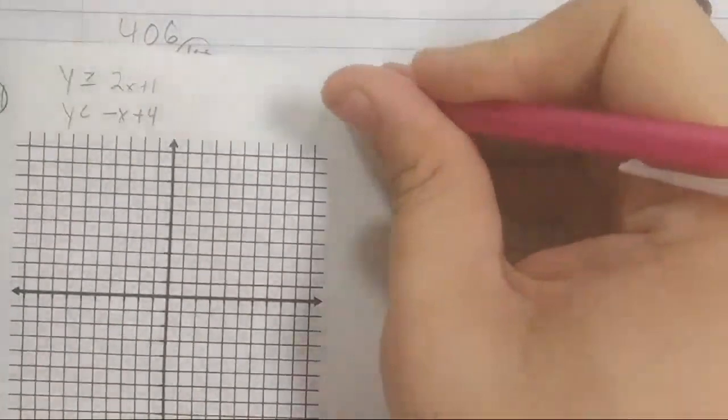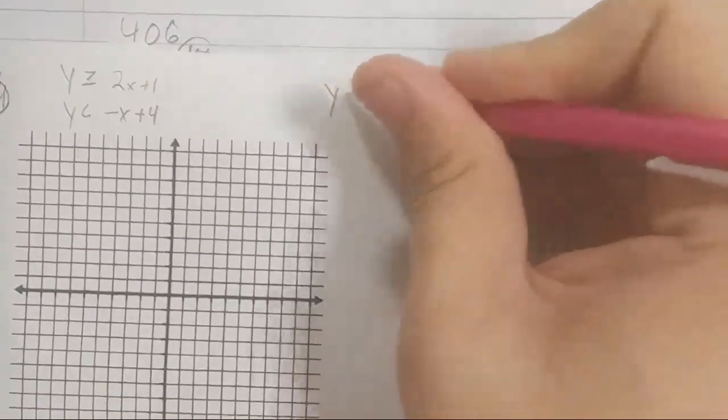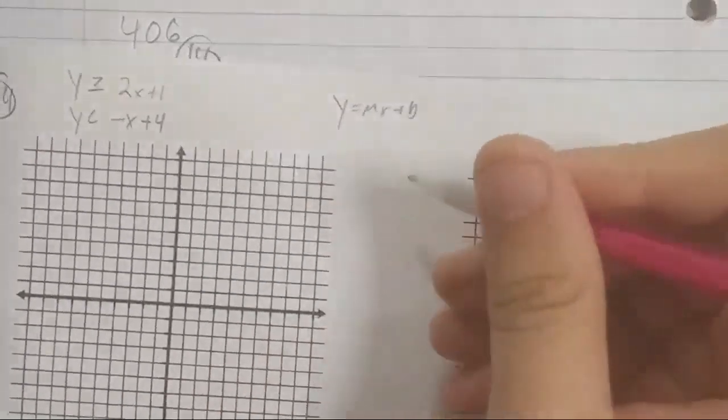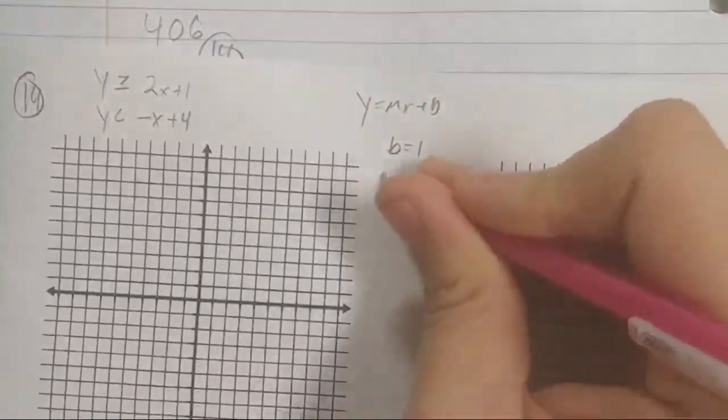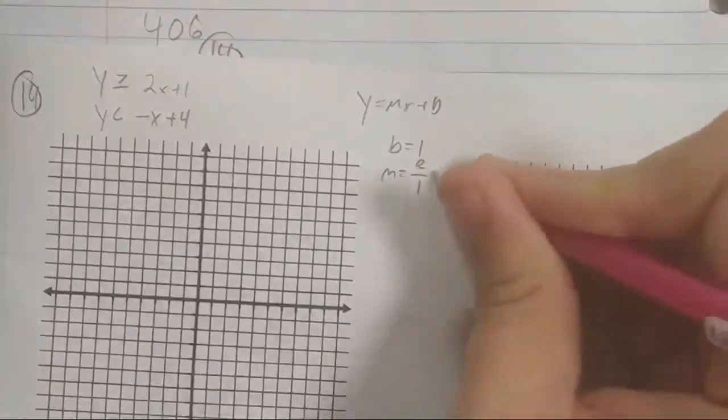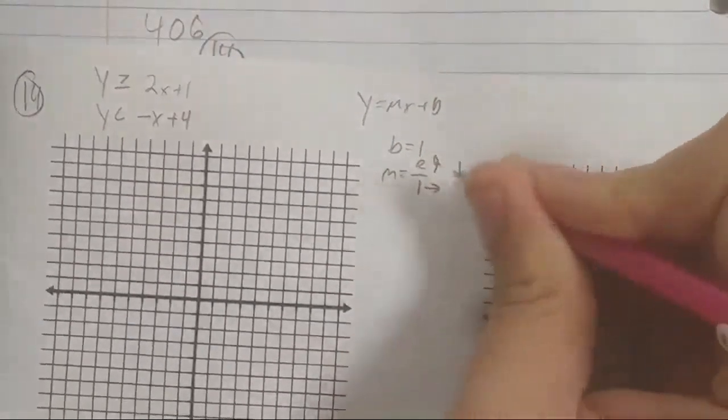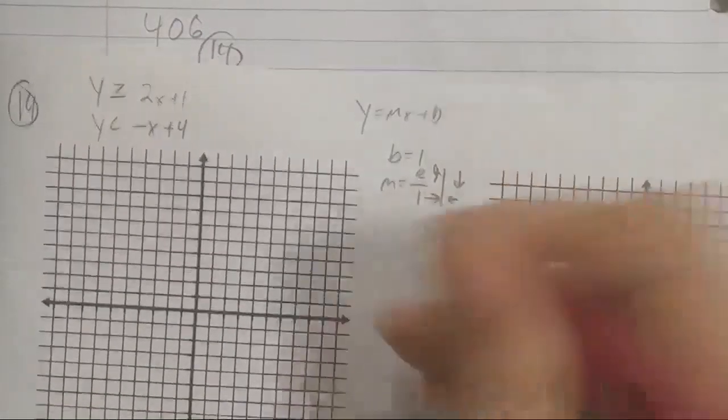Well, it's very easy. What we're going to do is y equals mx plus b. So we're going to identify our m, and we're going to identify b. Let's do the first one. b is 1. m is 2 over 1. We've been graphing forever now, so hopefully you get it right away.